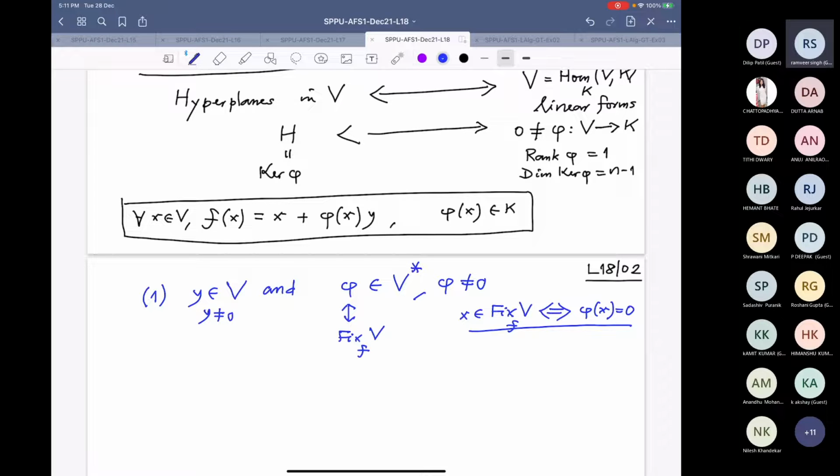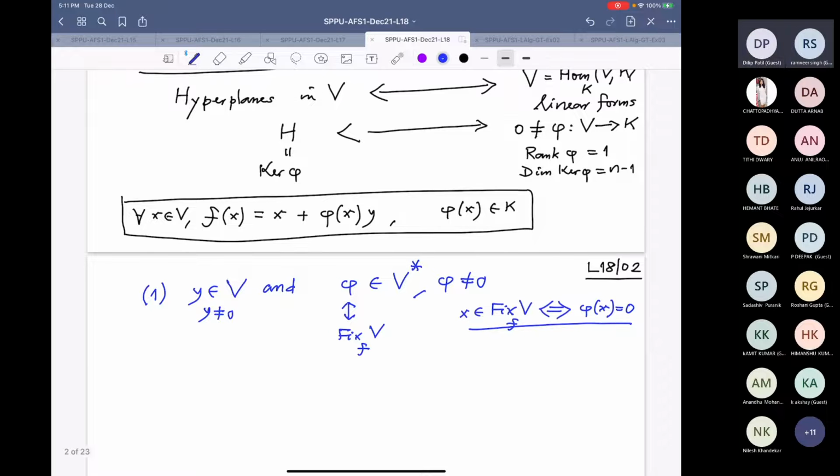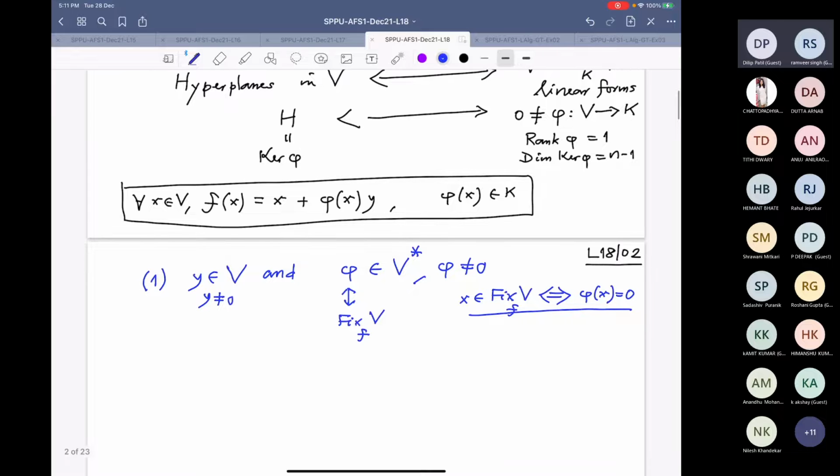So, y is a non-zero vector in V and phi is a non-zero linear form on V, and we have this equation for any pseudo reflection. That's what we have checked. And not only that, I want to write one more extra comment: that y and phi are uniquely determined up to scalar multiplication.